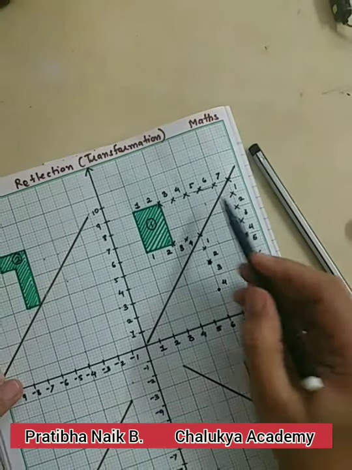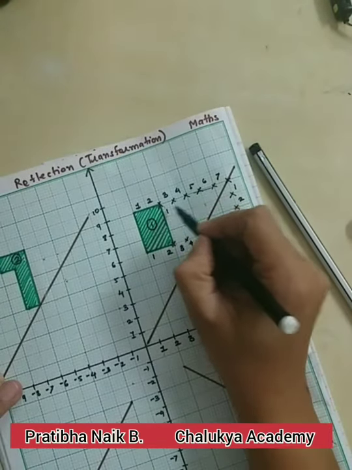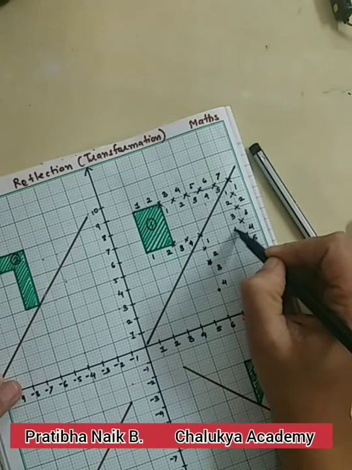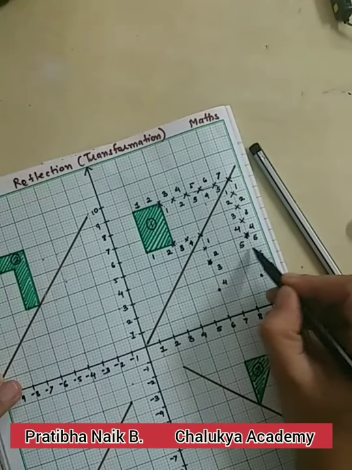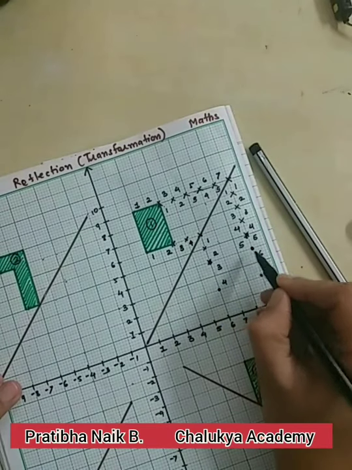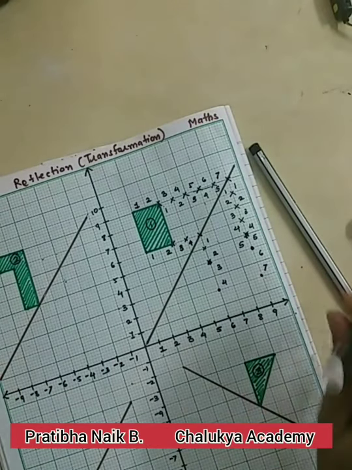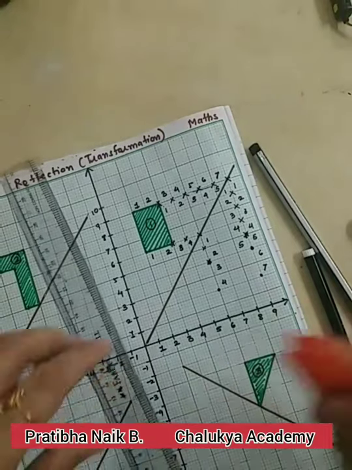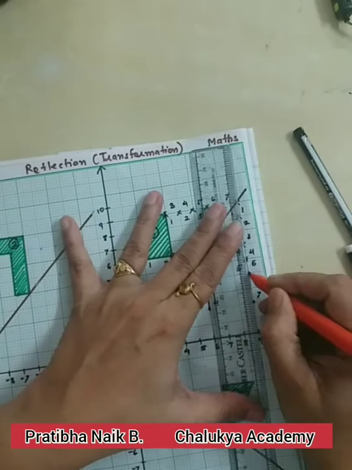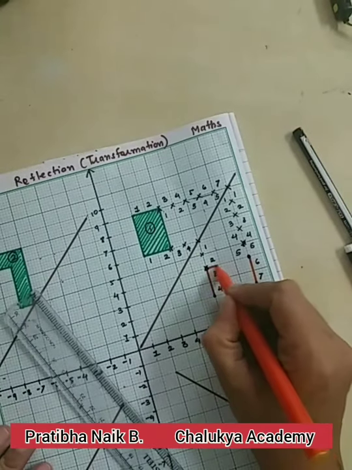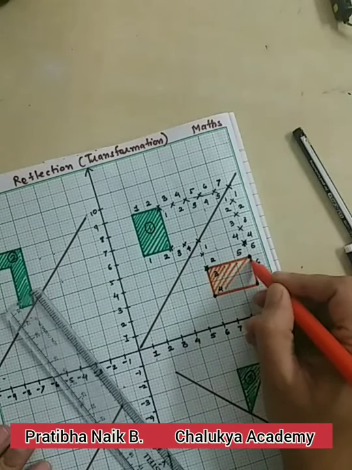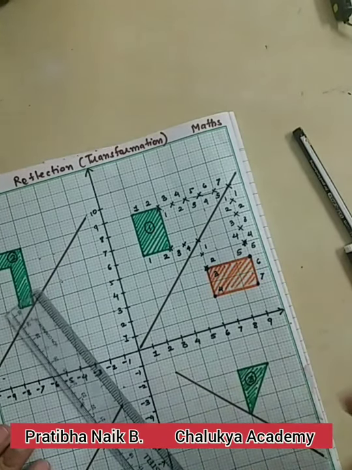Okay, so again we will just check this point. 1, 2, 3, 4, 5. So this is the image of this point. Okay, so this is the last position of this point. So we just draw the image here. So this is the image of the given object. So this is how you have to draw the image when the mirror line is diagonally placed.